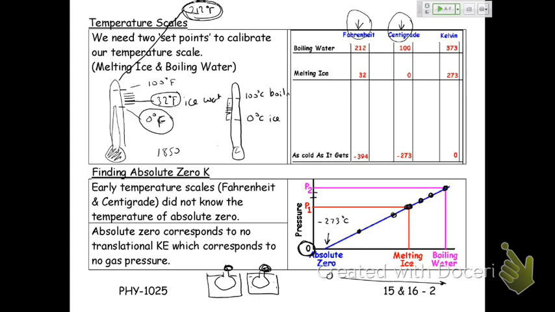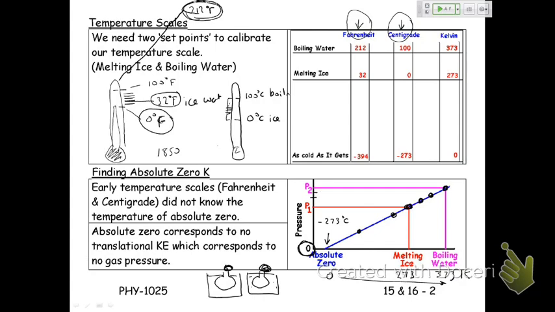So melting ice is not 0 degrees, but 273 degrees. And boiling water is not 100 degrees, but 373 degrees. They decided to name this after Lord Kelvin, so we call these K. That's where the Kelvin scale comes from. It's the same size of degree as the centigrade scale. We're just changing the starting point.